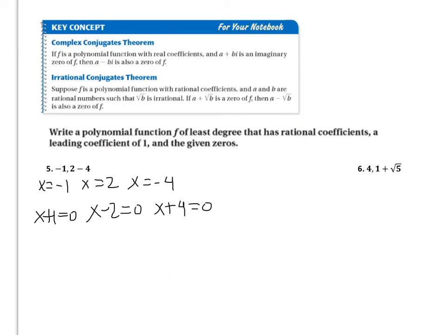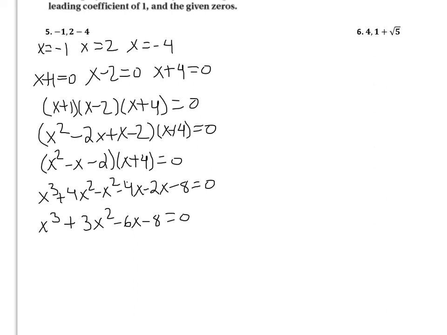So now, remember, why did we set all these equal to 0 when we would solve going the other direction? Because we could factor them. So now you set it up. x plus 1 times x minus 2 times x plus 4 equals 0. So go ahead and multiply that out, and we'll get the answer. Okay, so if you need to catch up, press pause, but you should end up with x to the third plus 3x squared minus 6x minus 8. So there is your function.